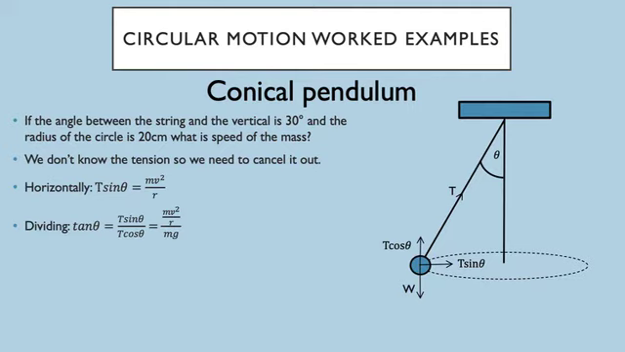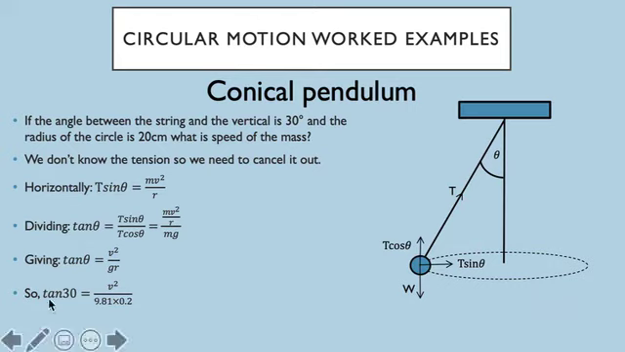tan theta equals T sin theta divided by T cos theta. So we're getting rid of the masses here and we're getting rid of the tensions. That gives us tan theta equals v squared over gr. So tan 30 equals v squared over 9.81 times 0.2.